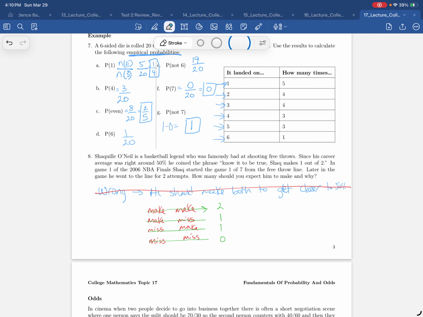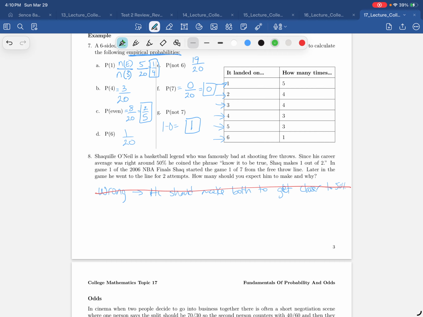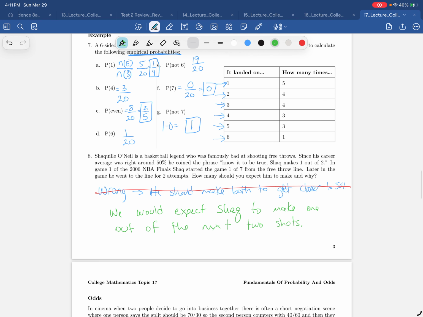Okay, so how should we interpret it? Well, we would expect Shaq to make 1 out of the next 2 shots. Would we be super surprised if he made them both? No, because it's only 2 shots. Would we be super surprised if he missed them both? No, because it's only 2 shots. It's a small sample. All right, let's keep going.